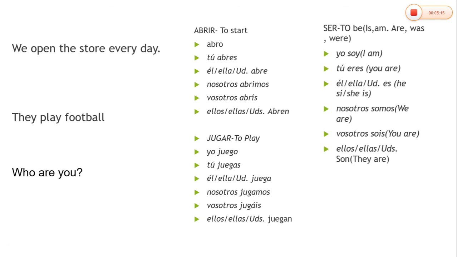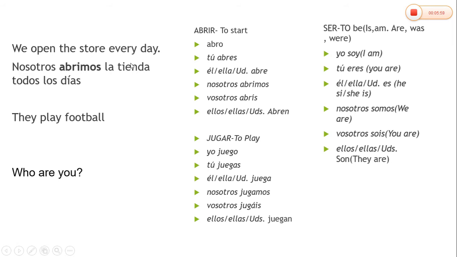We open the store every day. The verb is abrir, to open. Actually, I should have written to open, not to start, because for to start we have another verb. So yo abro, I open. Tú abres, you open. Ella abre, he, she opens. Usted abre, you formal open. Nosotros abrimos, vosotros abréis, ellos, ellas abren, ustedes abren. Nosotros abrimos, we open the store every day.